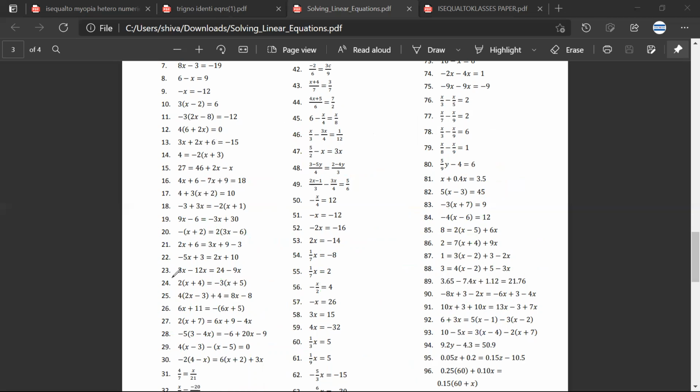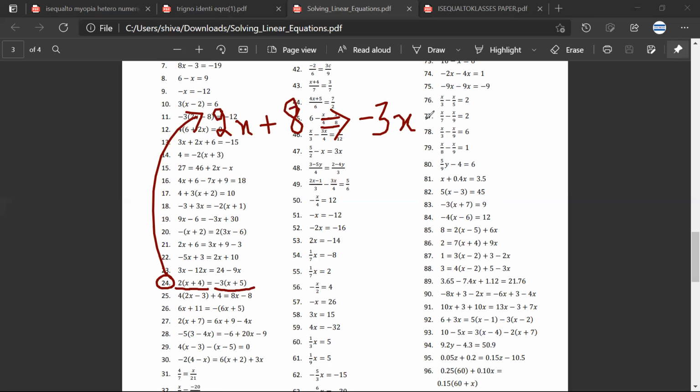We do question 24. Again, it is like opening the brackets. Yes, Sarthak, how should I do this? So we'll open the left hand side bracket by making the x 2x, and we'll multiply 2 and 4, so it will become plus 8. Then the right hand side bracket will become minus 3x plus 15.